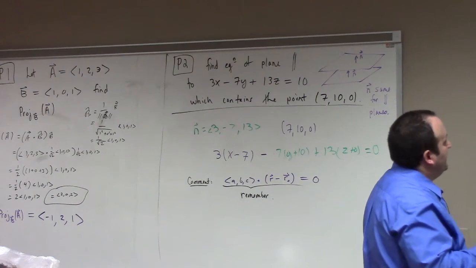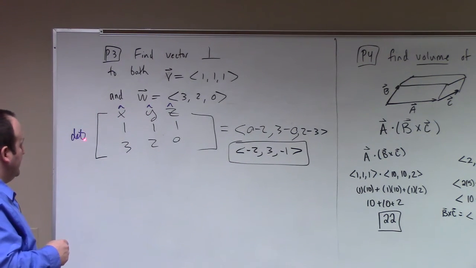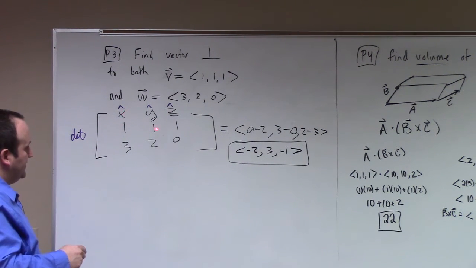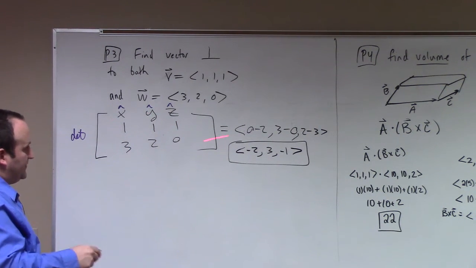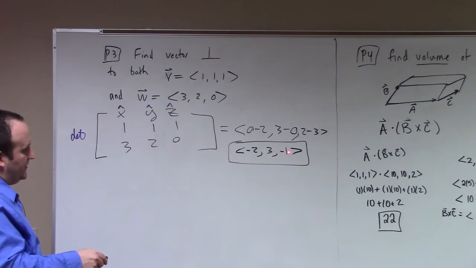Here I asked you to find a vector perpendicular to both V and W. That is exactly the job the cross product was invented to solve. And so here is your handy-dandy determinant mnemonic for the cross product. The x hat gives me 1 minus 2. The y hat is funny. It gets a minus, so we actually do 3 minus 1. The z hat, 2 minus 3. So we get minus 2, 3, minus 1.